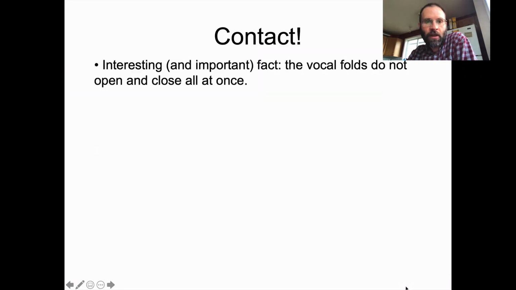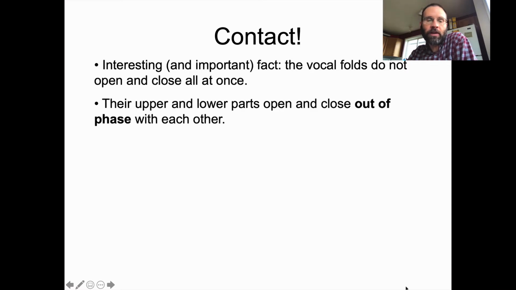Another part that you need to keep in mind for this is that the vocal folds, when they do open and close, do not actually open and close all at once. Or maybe another way to put it is when they are thinner, it is easier for them to sort of approximate opening and closing all at once than when they're thicker. When they are thicker, the upper and lower parts of the vocal folds are actually going to open and close out of phase with each other.